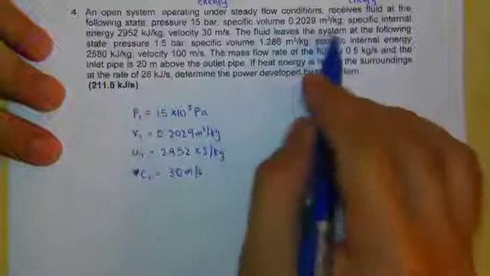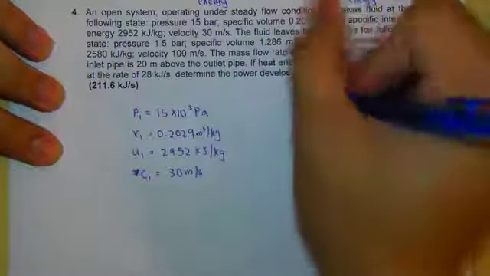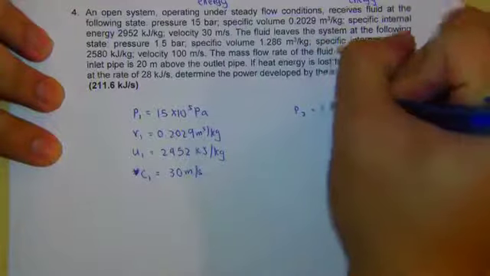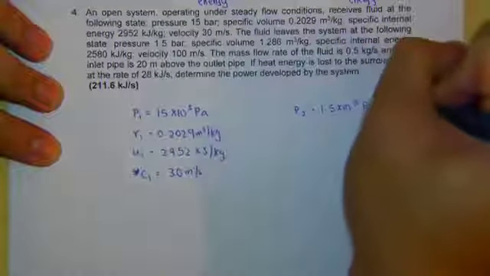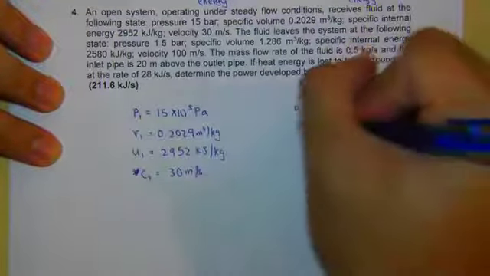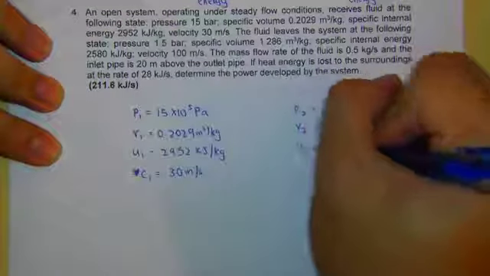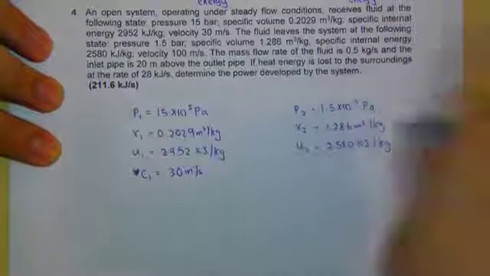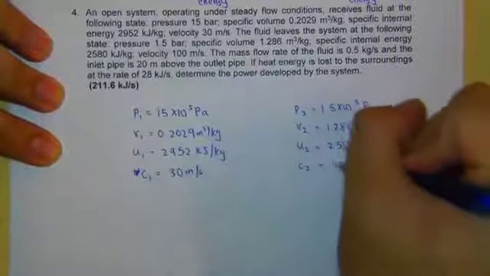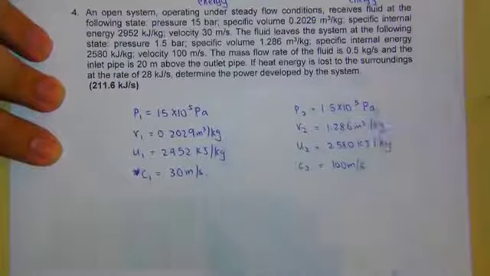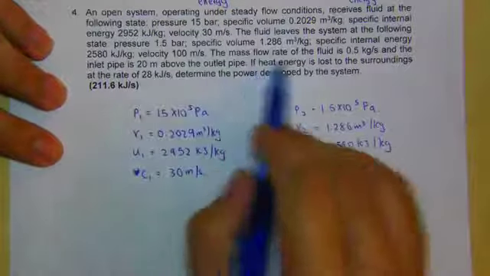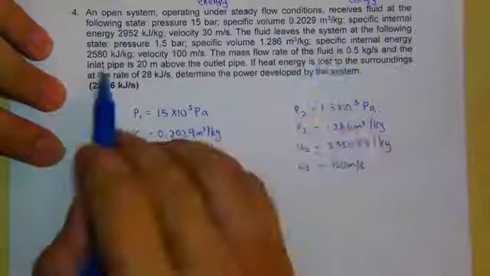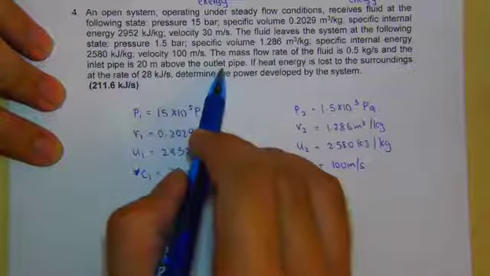And fluid leaves the system at the following state. P2 will be 1.5 times 10 to the power of 5 Pascal. V2 will be 1.286 meter cube per kg. U2 will be 2580 kilojoule per kg. And C2 will be 100 meter per second. The mass flow rate of the fluid is 0.5 and the inlet is 20 meters above the outlet pipe.